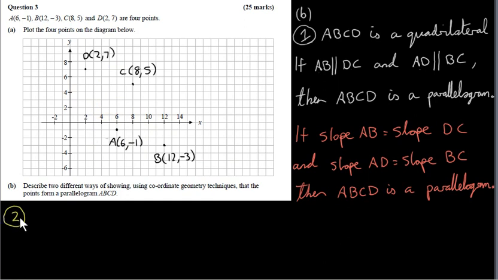Let's consider a second way of showing that the quadrilateral ABCD is a parallelogram. What we do is look at the two diagonals of the quadrilateral. If we find that the two diagonals bisect each other, then the quadrilateral is a parallelogram. If we find that, say, the distance from A to this point here equals the distance of this point to C, and if we find that the distance of D to this point is equal to the distance of this point to B, then ABCD is a parallelogram.